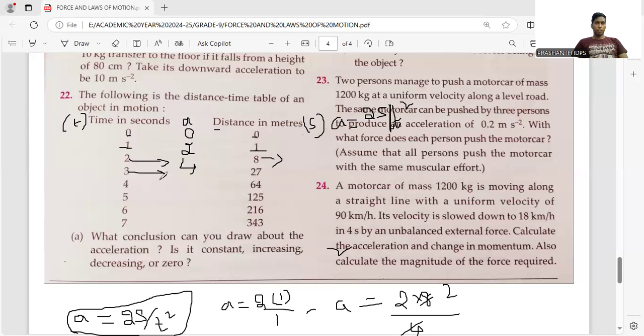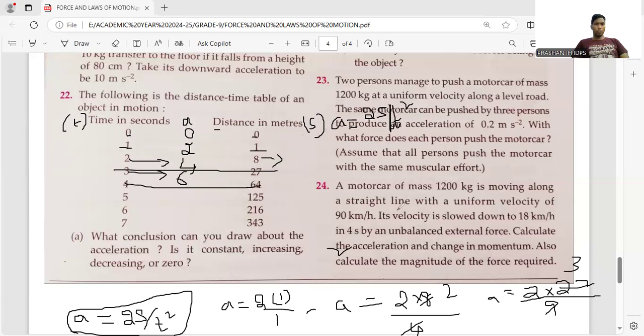And what about 3 next? Substitute 3 here. Sorry, distance is 27. Same formula. A is equal to 2 into, what is distance? Distance is 27 divided by, what is the time? t square here 3. So 3 square 9. So 9 threes are 27. So 3 twos are 6. You will be getting 6 acceleration.